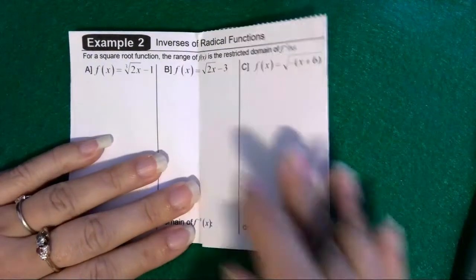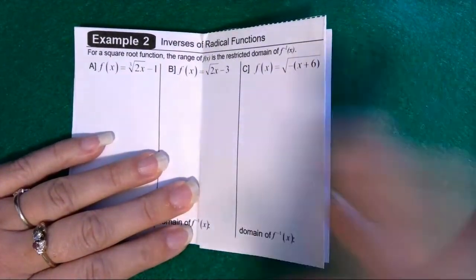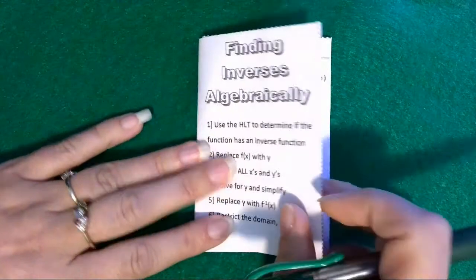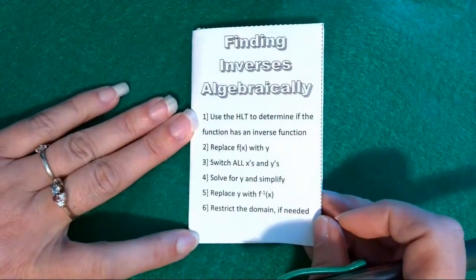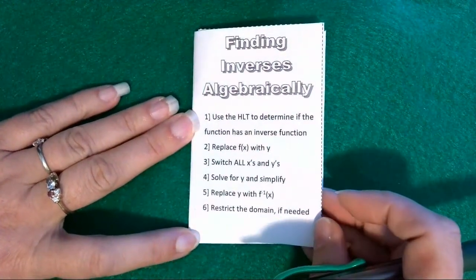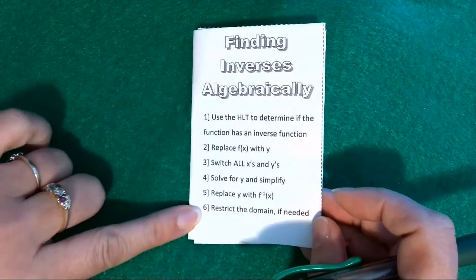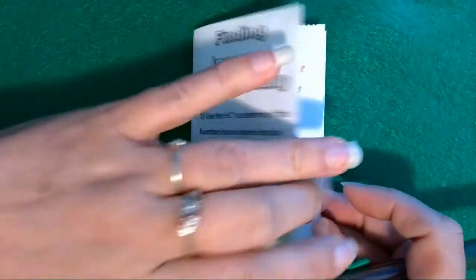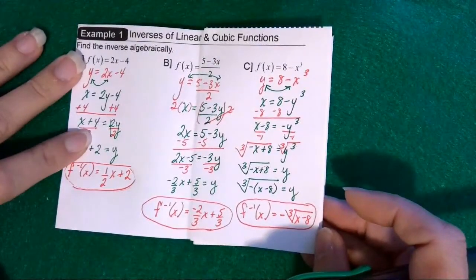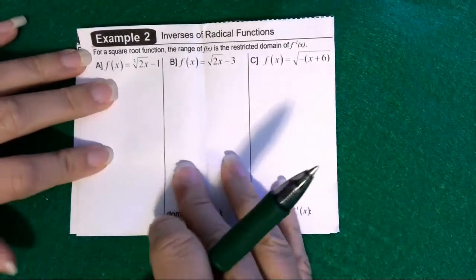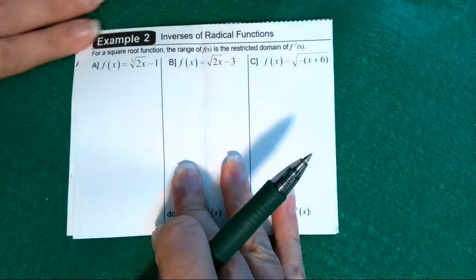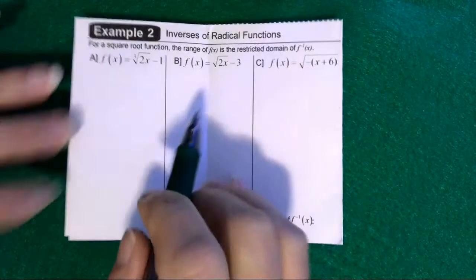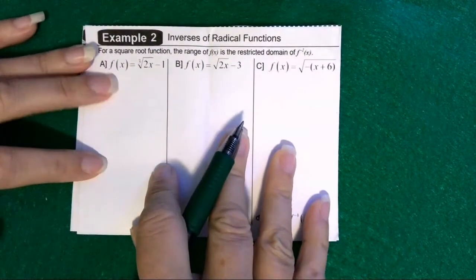Okay, so we are back with our example 2 video working through the notes on finding inverses algebraically, and we've been using these 6 steps listed on the front in example 1, which was linear and cubic functions. Now we're going to apply those same 6 steps to finding inverses of radical functions together.